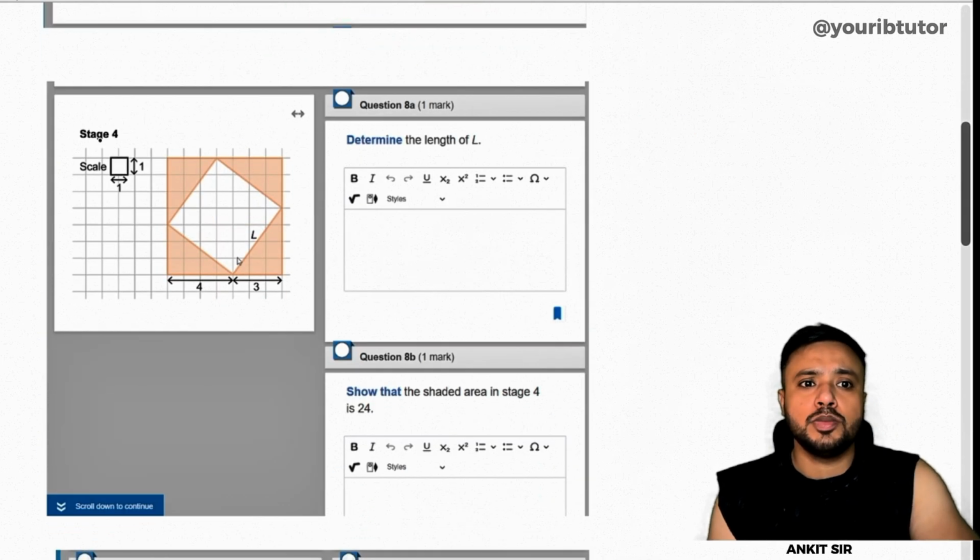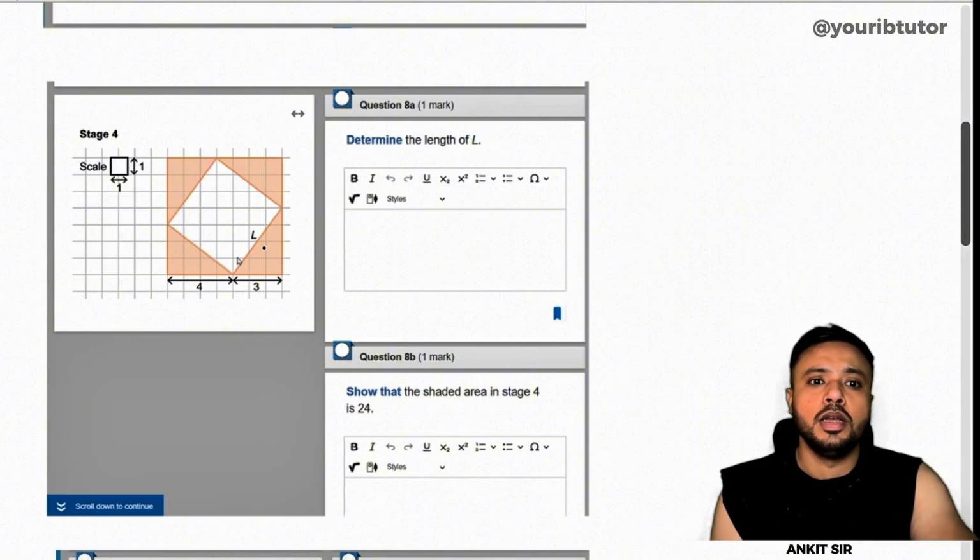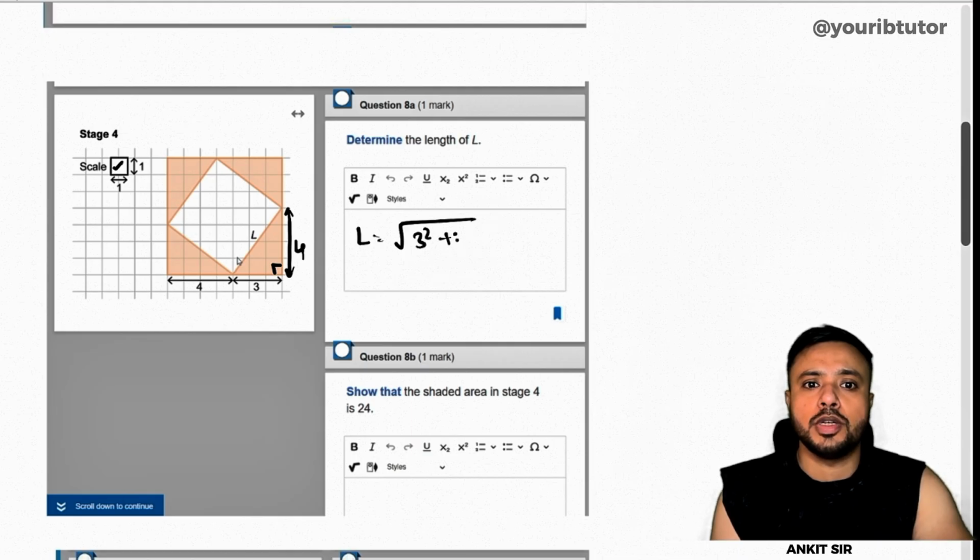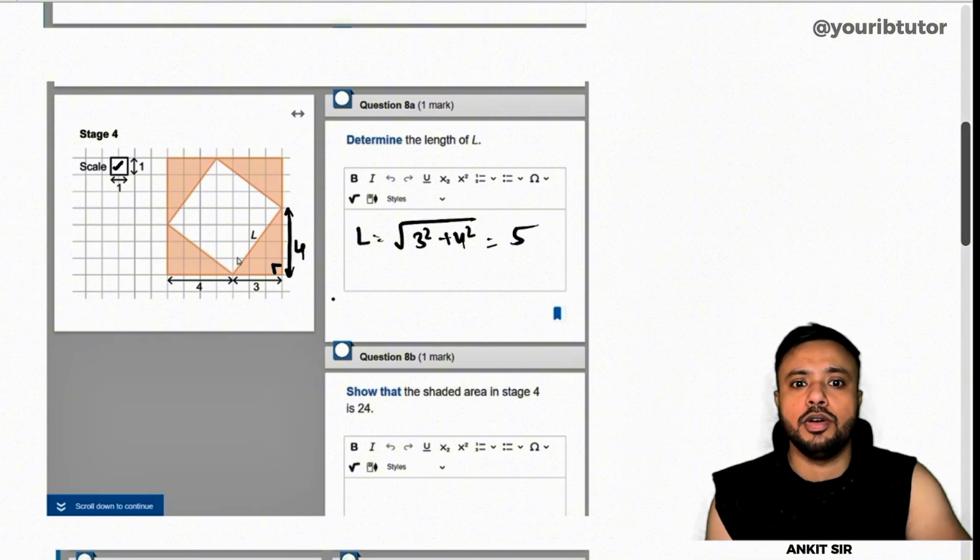Now this is my stage 4 image, and the first question asks to determine the length of L. So this is L. Here we have a right angle triangle, where this is L and this is 4, because one square has width 1 and length 1. Here we have 4 squares, so the width is 4, and here we have 3 squares, so the height, the base of this triangle, is 3. So L would be equal to the square root of 3 squared plus 4 squared using the Pythagoras theorem, and when we solve, we get 5. So 5 is the value of L.